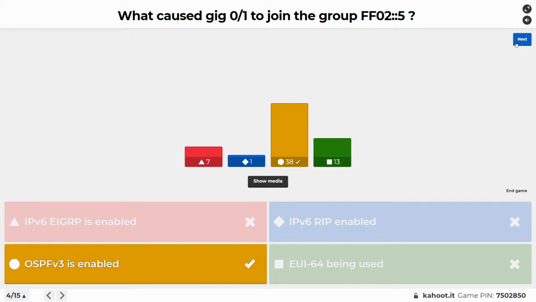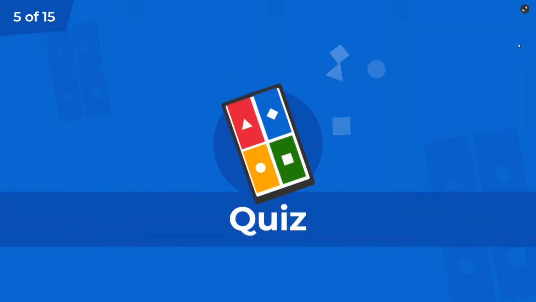All right. Well, OSPF version 3 is enabled, and when an interface is enabled for OSPF version 3 with IPv6, it's going to automatically join the multicast group of FF02::5 because that's where all the OSPF speaking interfaces are residing. And if it was a DR or a BDR, it would also join FF02::6.